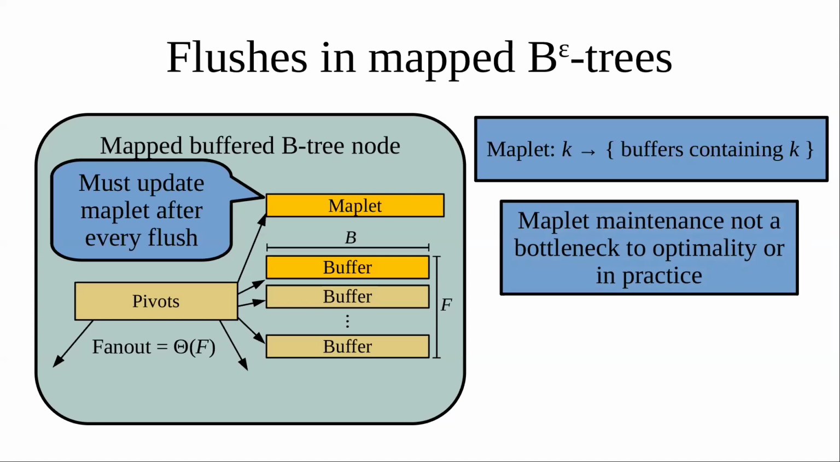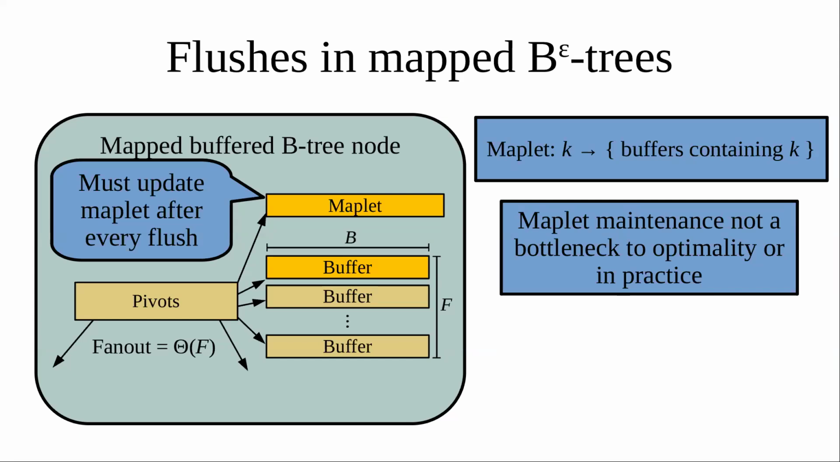Maplet maintenance is not a bottleneck to achieving Iacono-Pătrașcu optimality, and it's also not a bottleneck in practice, for very different reasons. It's not a bottleneck to optimality because the data structure is actually optimal when the maplet is the bottleneck. So you might imagine that sorting the data is the bottleneck in some configurations and maintaining the maplet is the bottleneck in others. Turns out it's when the maplet is the bottleneck that the data structure is optimal, which is very surprising and a little bit weird to me.